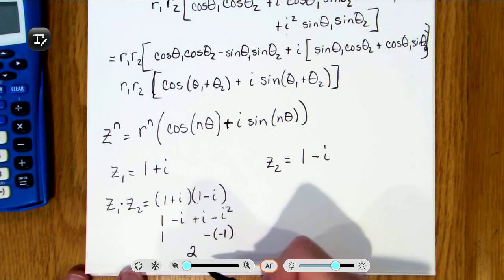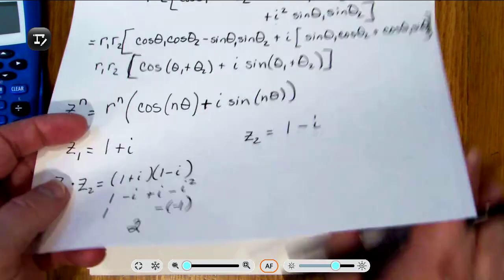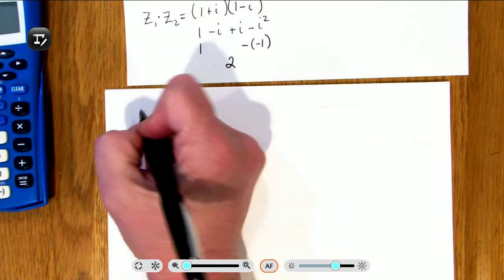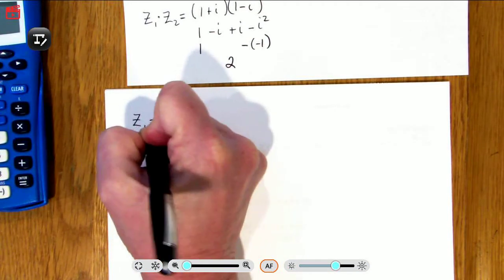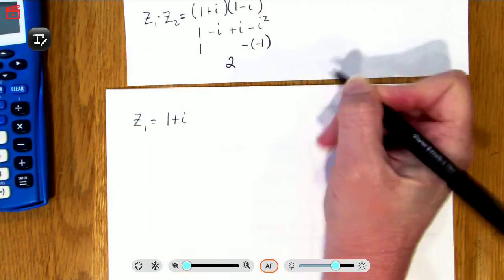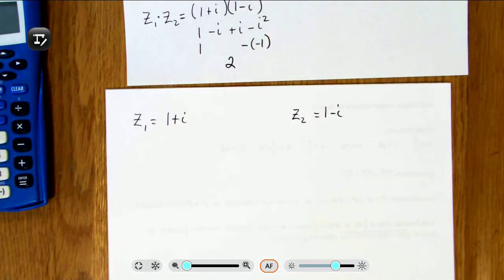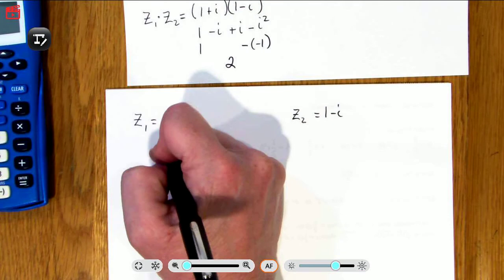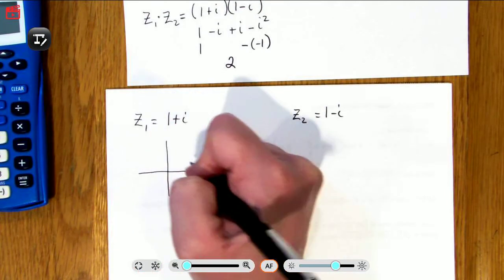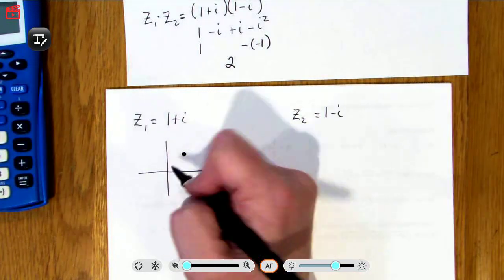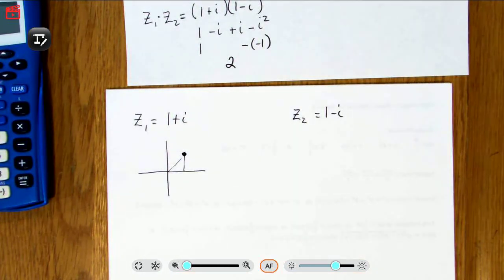That was relatively easy to do. But let's do it in polar form to show that yes, it does work. Okay, so we're going to take our z1, which was my 1 plus i, and my z2, which is 1 minus i. First thing I'm going to do is get them in their polar form. So 1 plus i is here. I chose nice ones so that it would work nicely for us.